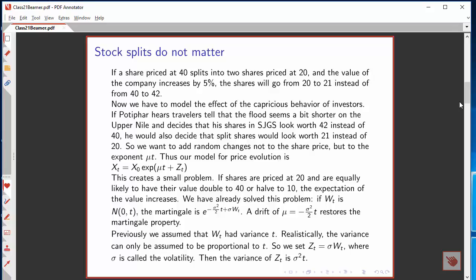Now, w sub t is the sum of changes which equal plus or minus 1. Its variance is t. But realistically, we don't want such large changes in the exponent. We only want changes that are proportional to t. So we will set z sub t equal to sigma times w sub t. Multiplying by sigma multiplies the variance by sigma squared, and the variance of the random component z sub t is therefore going to be sigma squared times t.